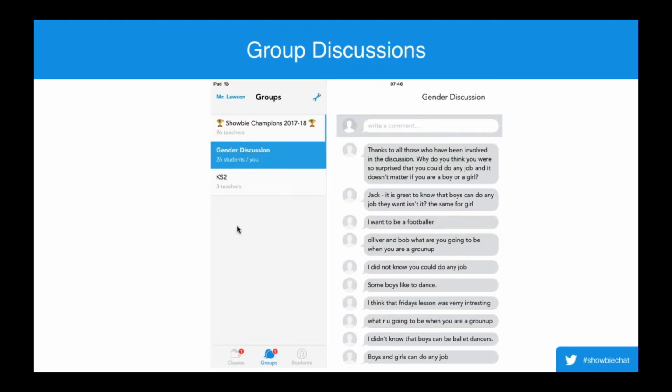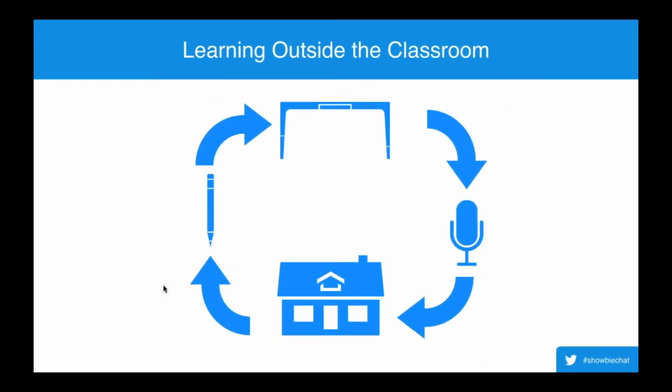And something that isn't on this screenshot, but I am using and looking at in the future is working across schools. So we've got now a group set up for moderation of writing, and we've also got another group set up which is working with a cluster of our local schools, hopefully sharing ideas and best practice. So again, some other examples of group discussions that means that you don't have to just do it with your children, you can do it with the staff, but you can also do it across schools as well, which is fantastic. Okay, moving on now to learning outside the classroom.